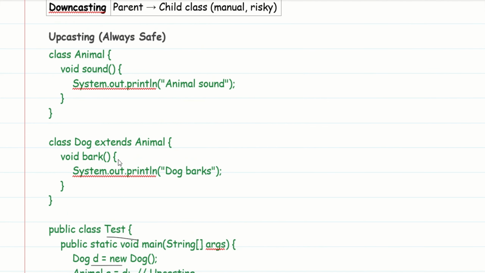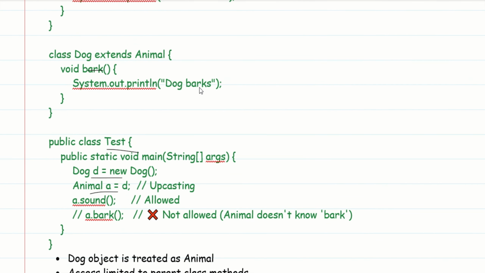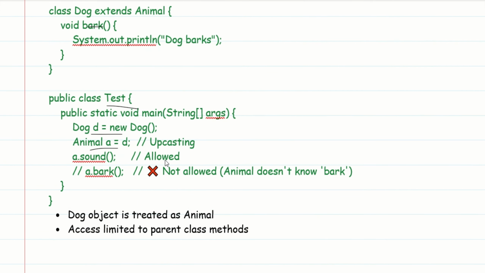I can access the sound method. And if you go for polymorphism, let's say you had the same method name, that is sound, within the child class, then Java runtime polymorphism will happen and it will call the child method itself. Let's say you had sound here instead of bark. If you call sound, the dog barks message will be printed.